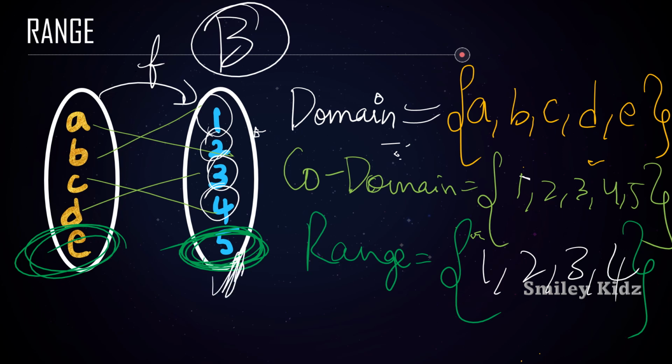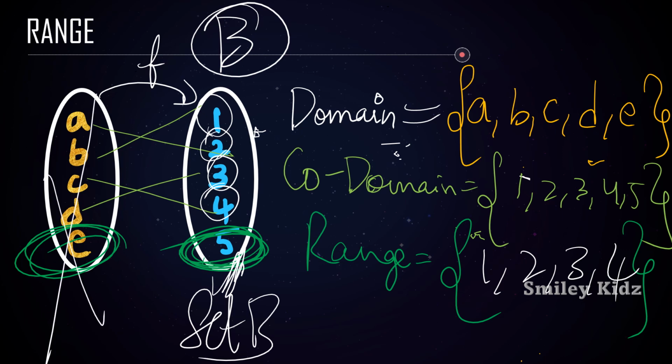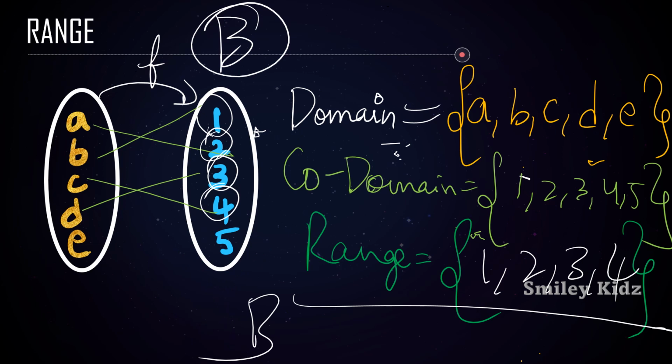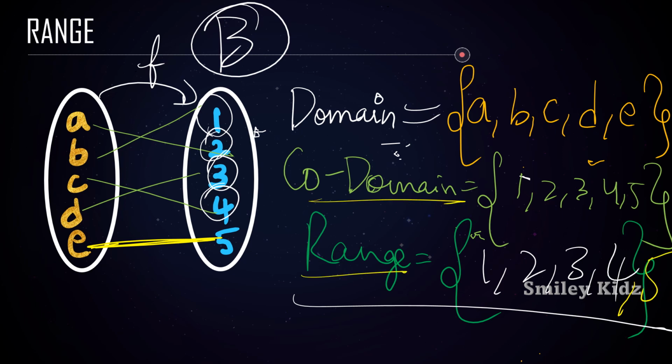And didn't I tell you that it's only about set B? It's not about set A. Set A is none of your business in range. You just need to check if all the elements in the set B are mapped. Only then will the codomain be equal to range. Now what if I say E is mapped with 5? Then in range also you'll have 1, 2, 3, 4, 5. And here if you look at codomain and range, they are equal. And that is what I was meaning in the previous slides.